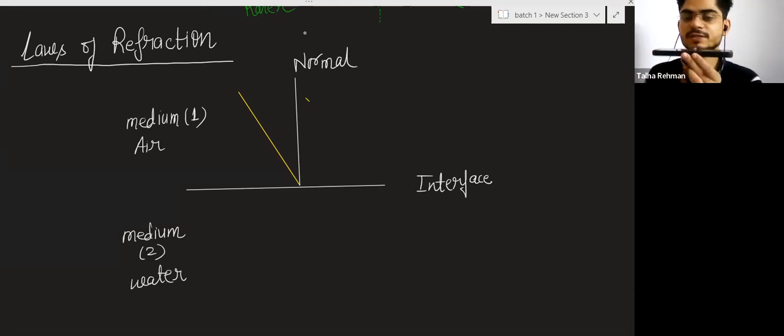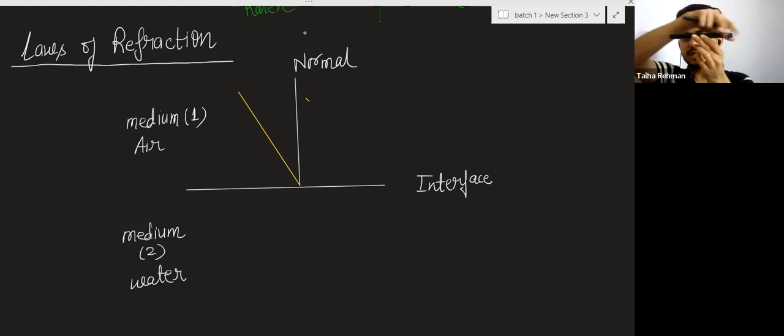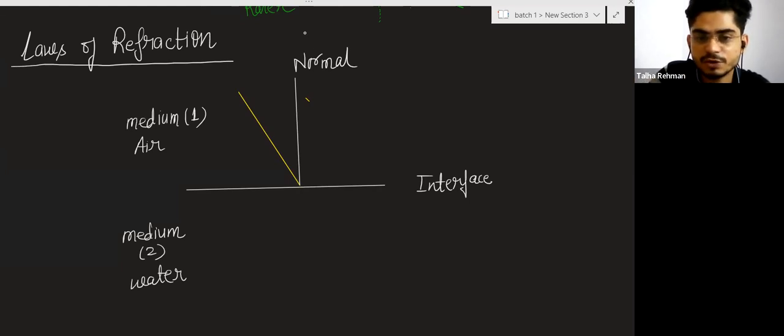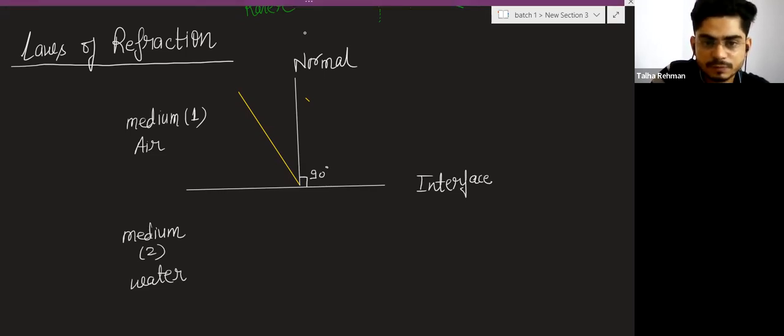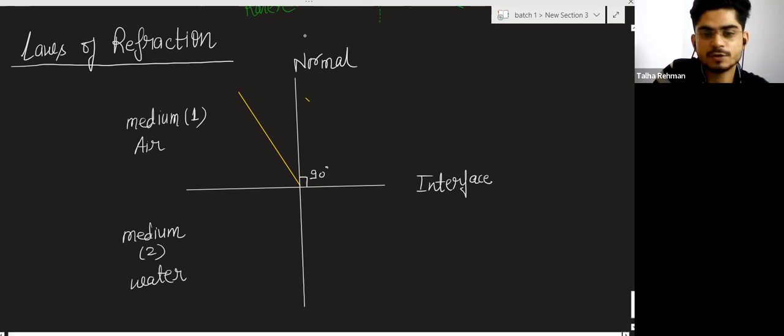This is the interface. Here is air, and here is water. This is the interface between the air and water, and light rays coming like this. So normal is a line which is perpendicular to this interface. Normal is a line which is perpendicular to this interface, means this is making an angle of 90 degrees with the interface. So what will happen if I am extending this normal? This whole line is the normal.